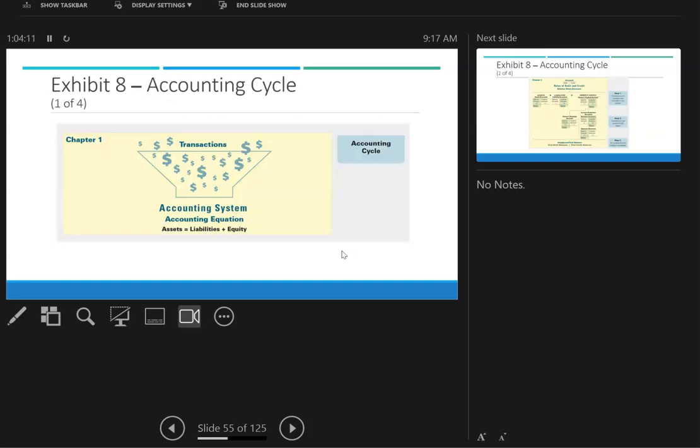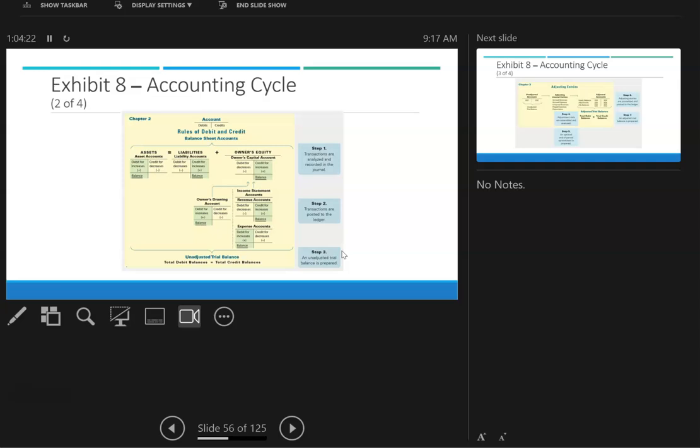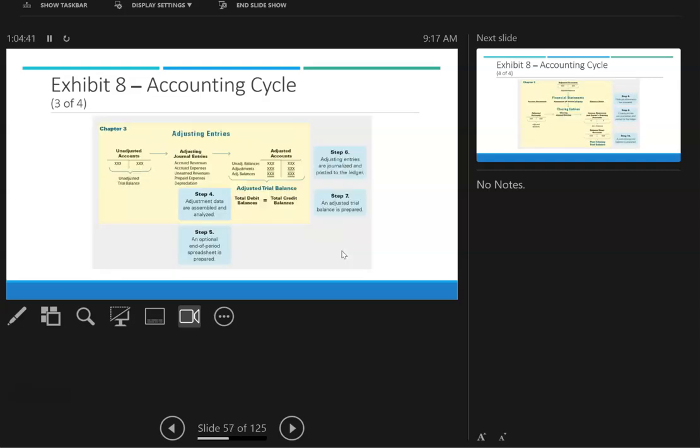Basically, we started with chapter 1 where we learned about that most important equation you're going to dream about. Then we talked about the accounting cycle where we analyze transactions, and in every journal entry, our debits must equal our credits. And we created journal entries and then we posted them to the various accounts. Then we talked about adjusting entries, those transactions that happened, but we just didn't record them due to various reasons.